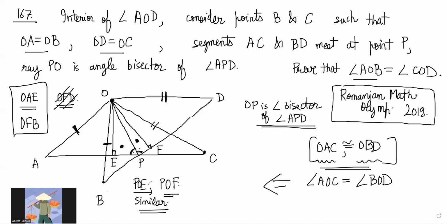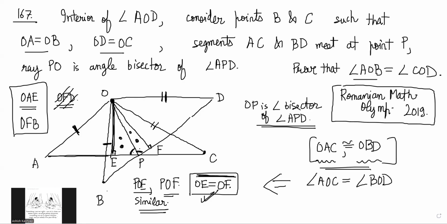And it is also congruent now because it has a common side, PO. It is similar plus a common side PO, so it is congruent, right? So then we get OE is equal to OF. Then we can prove that triangle AOC is congruent to triangle BOD, which is our main motive.